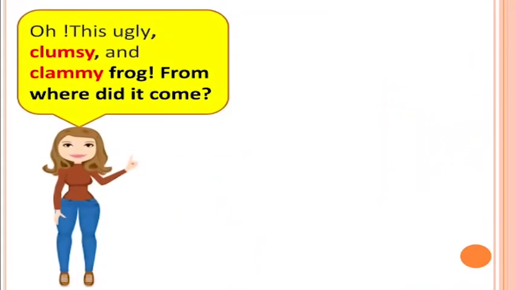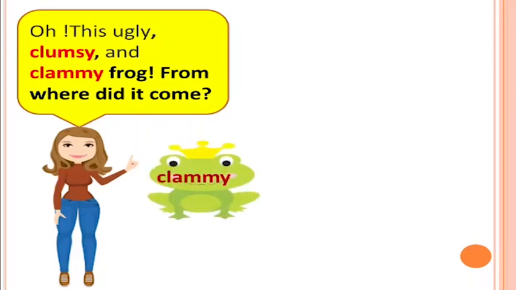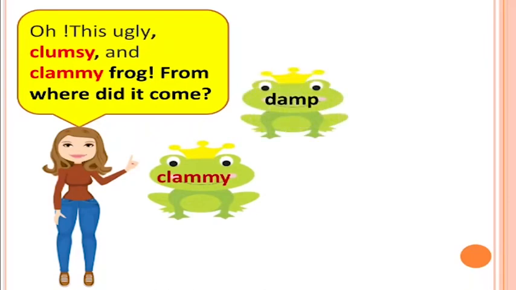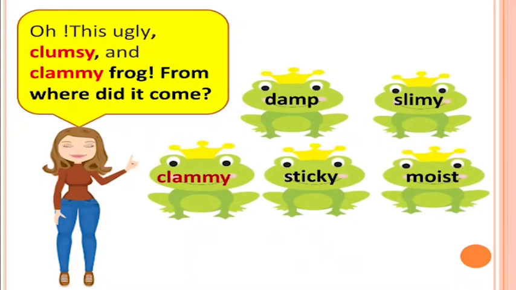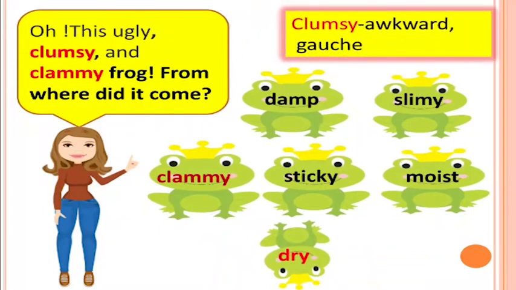Oh, this ugly, clumsy and clammy frog, from where did it come? Suddenly Meena sees an ugly frog coming out from somewhere. So what are the synonyms of clammy? The synonyms of clammy are damp, means wet, slimy, sticky, moist. And its antonym is dry. What are the synonyms of clumsy? Awkward and gauche.